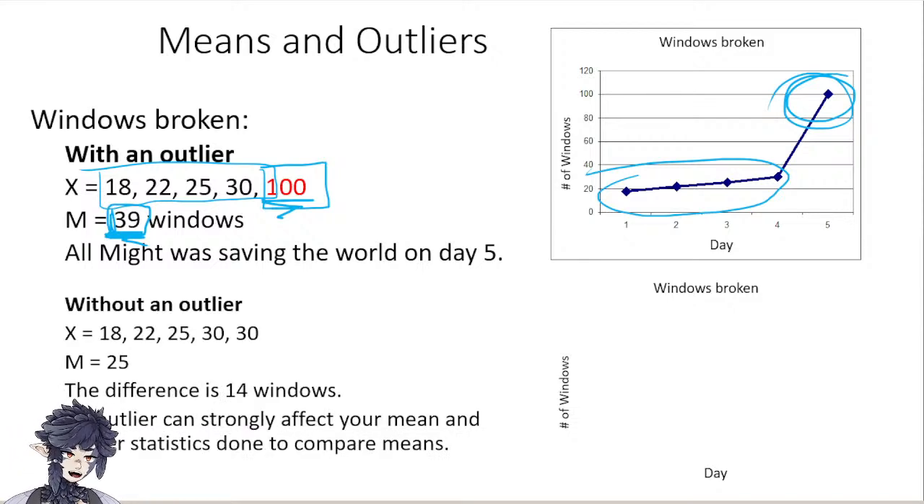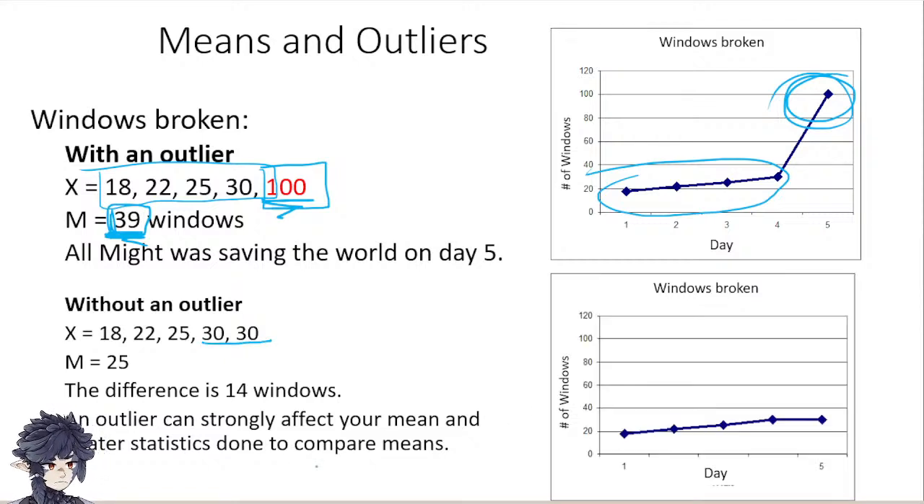If we got rid of that outlier, if we just changed that outlier to be equal to the highest score of the other normal data, our mean becomes 25. So that outlier really increased it.